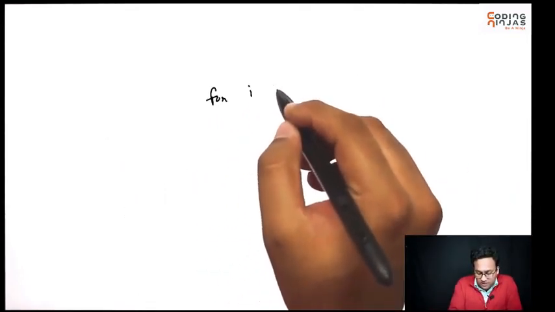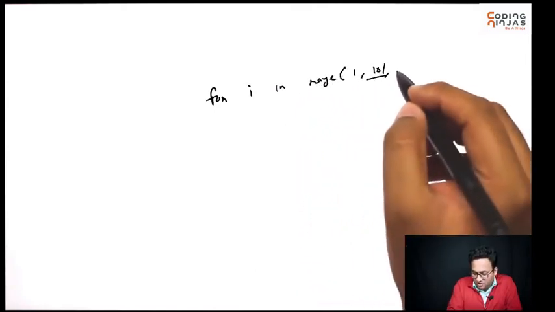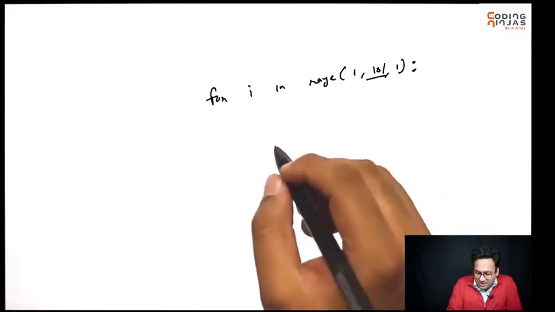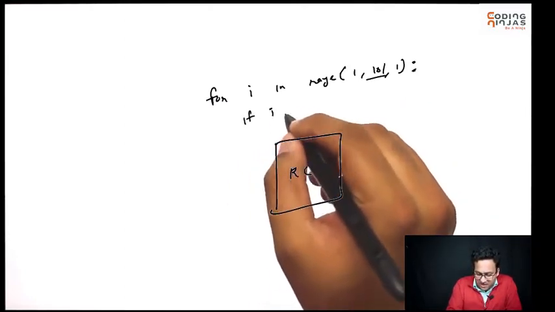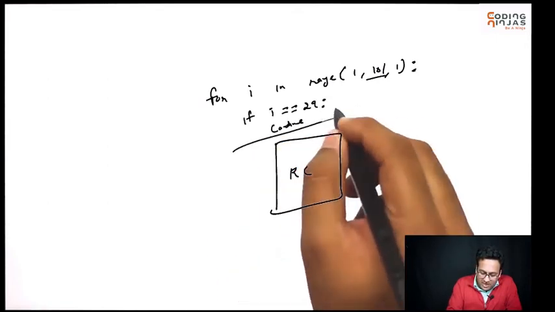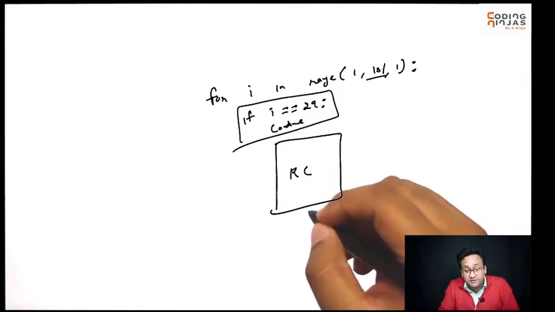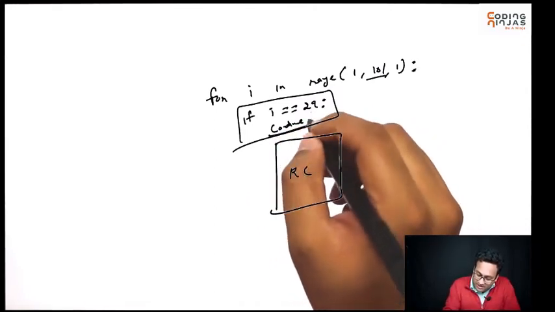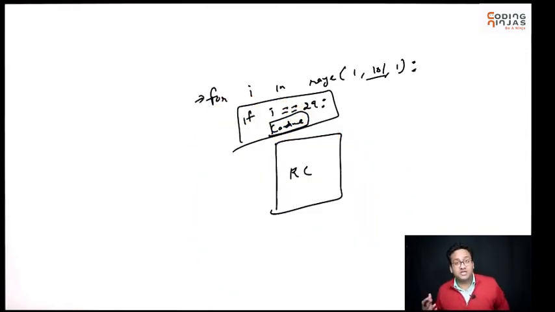So the loop is for i in range 1 to 101. Why 101? Because it will stop at 100 then. And this is my repeated code. So if i equal 29, in that case I want to continue. And as soon as I say this, it will do the repeated work for 1 to 28. For 29 it will skip it, because as soon as it hits a continue, it does not break the loop, but it will go to the beginning of the loop and pick up the next element. So it will go to 30. It will not do this work for 29.